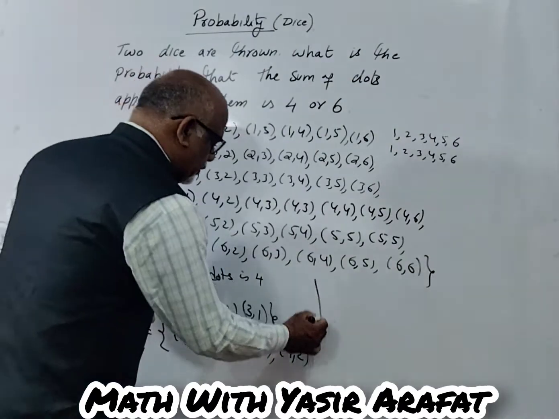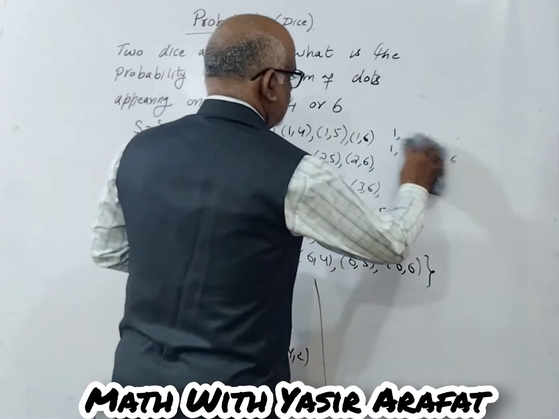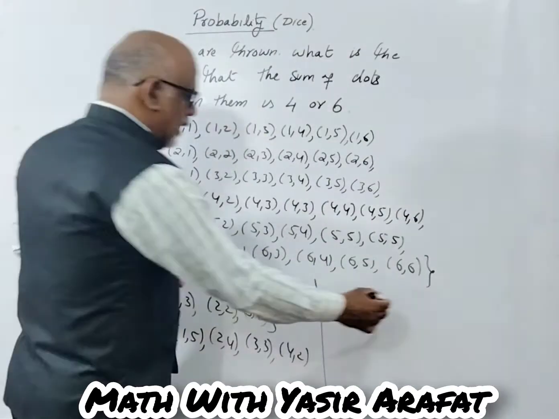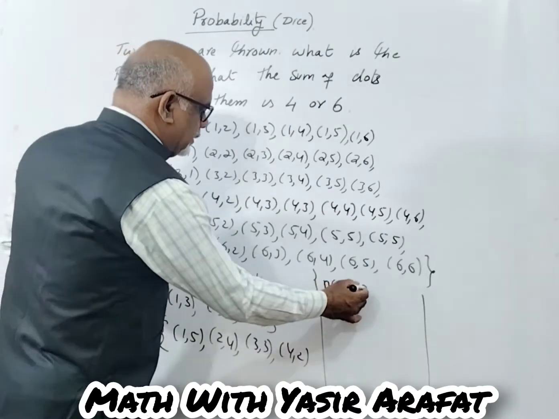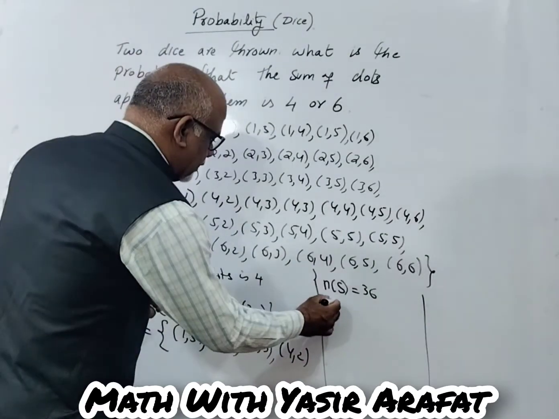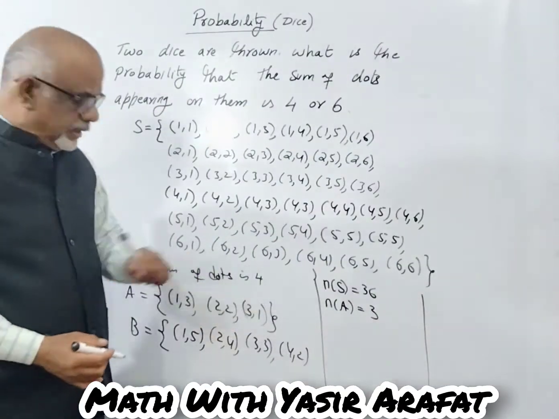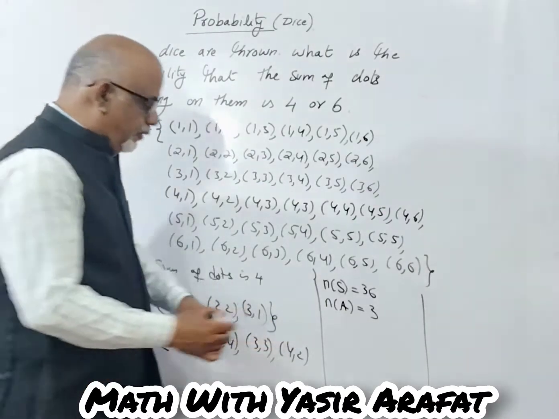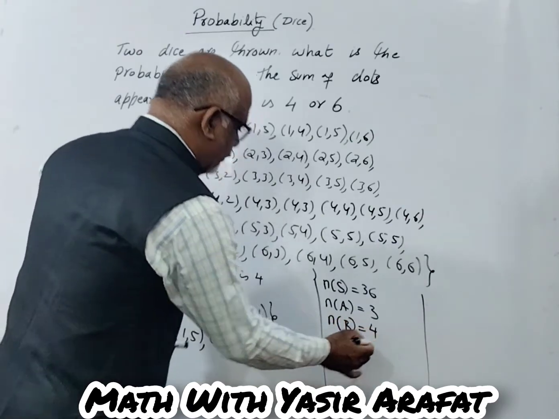Now we have to find their probability. So here the number of elements in the sample space is 36, and the number of elements in event A is 3: 1, 2 and 3. The number of elements in set B: 1, 2, 3 and 4. So the number of elements in B is equal to 4.